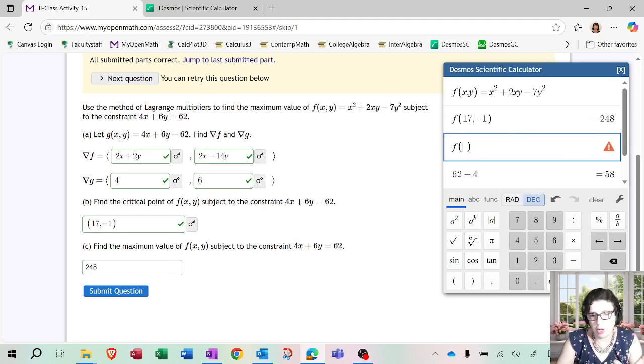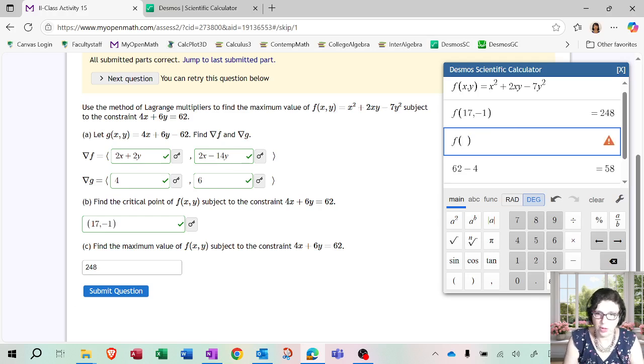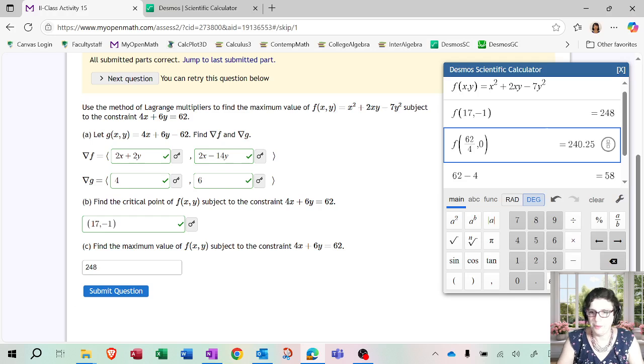I mean, you can try any point, and because this result says it has to be one of them, either max or a min, now you just pick another point and see if it's less or more. And if it's less, then that's a maximum. If it's more, it's a minimum. So just for example, I can also pick x equals 0 and 62 over 6 for y, and you can see that it's negative. But does it have to be negative? So how about if y is 0? And then x would be 62 over 4. No, it's going to be 240.25, but it's still smaller than 248. So 248 is your maximum.